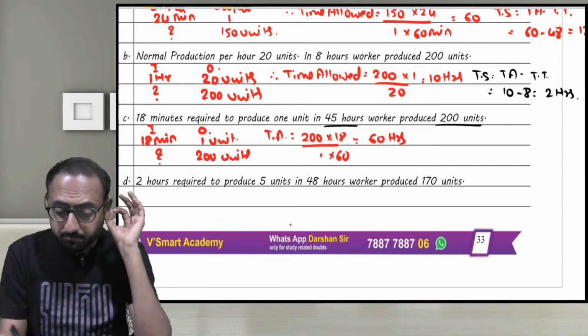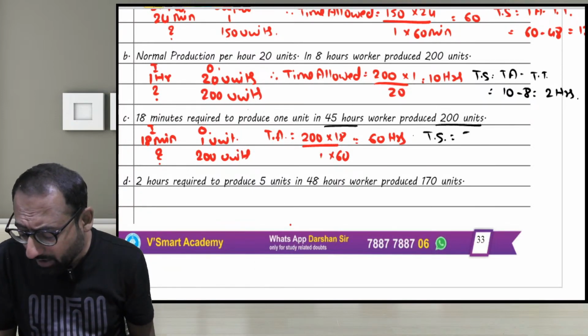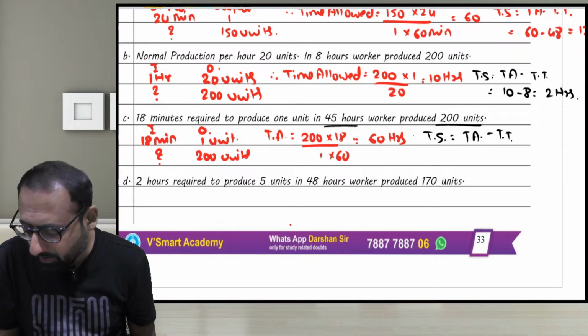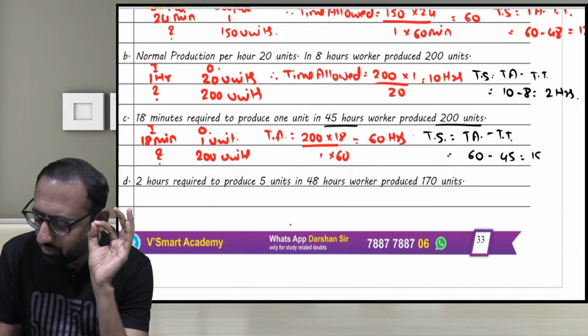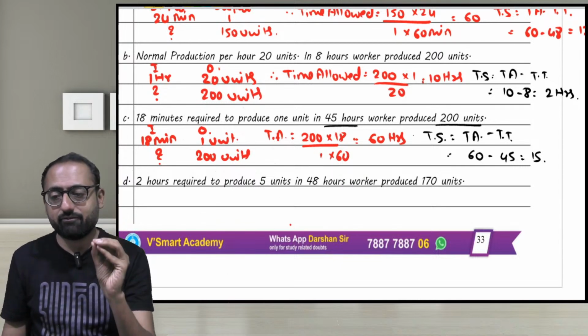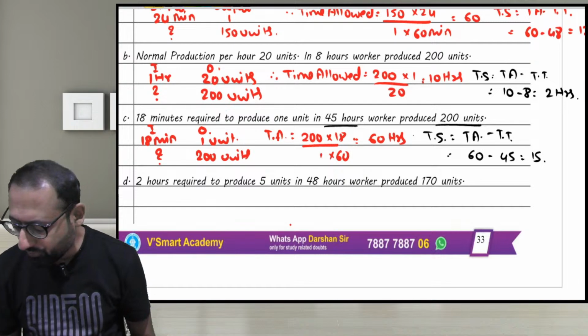Is it correct, guys? Immediately I will calculate now. Time saved is equal to time allowed minus time taken. Boys and girls, time allowed is 60 and time taken is 45 hours. So 15 hours is saved by you. Absolutely correct answer. I'm really proud of you, online students.